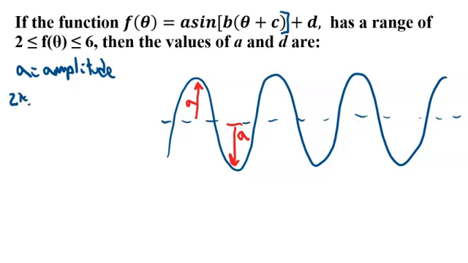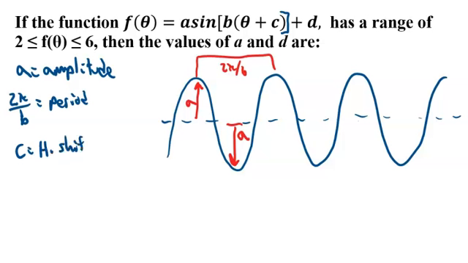And b is representative of our period. It's actually 2 pi over b. That's our period, or you could think of it as the wavelength. Over here to here, this is 2 pi over b. C represents the horizontal shift, left or right, and D is everyone's favorite, the vertical shift.